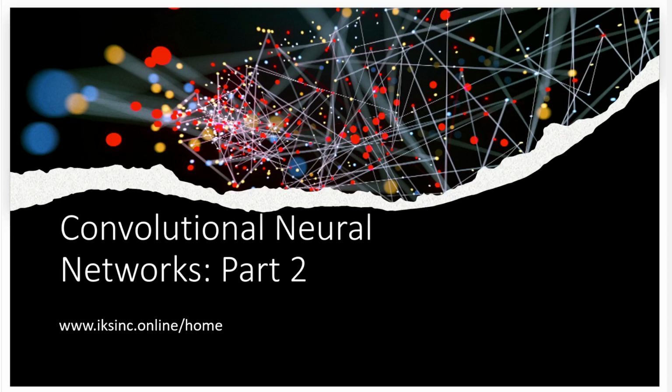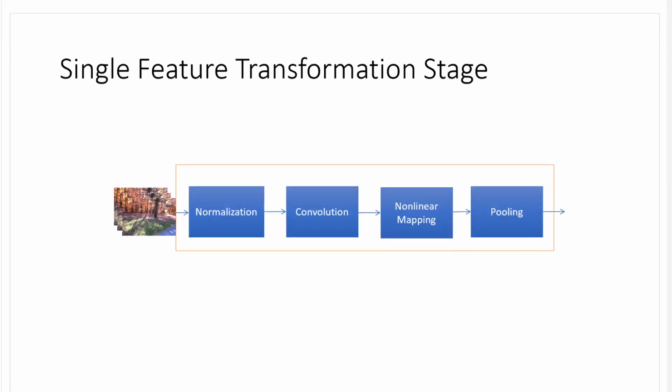In our previous lecture, we were discussing the convolution operation as part of the feature transformation stage that is shown here in this slide. After performing normalization and convolution, the next block in the single feature transformation stage is that of nonlinear mapping. This block is also known as the rectification stage. In this block, the output coming from convolution is passed through a nonlinear function, for example, a rectified linear unit or ReLU function.